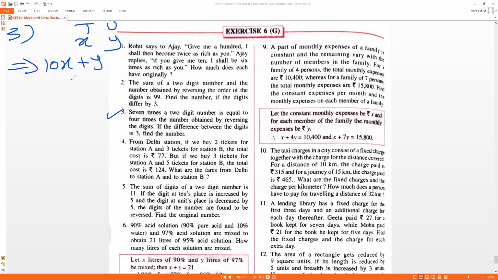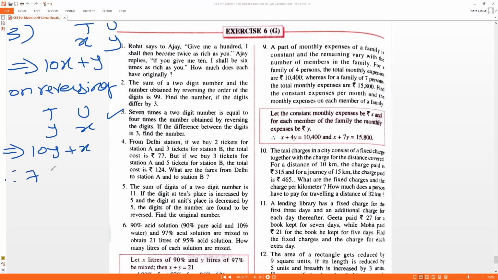So this is the original number, right? On reversing, what will happen? The tens place will be y, the units place will be x. So the number will be 10y plus x, isn't it? So 7 times a two-digit number is equal to 4 times the number obtained by reversing the digits. What do you mean by this? 7 into bracket the original number 10x plus y is equal to 4 into bracket, tell me what? 10y plus x. Correct, 10y plus x.